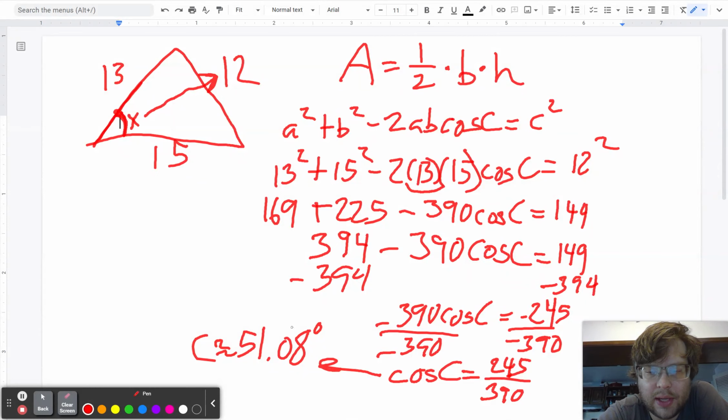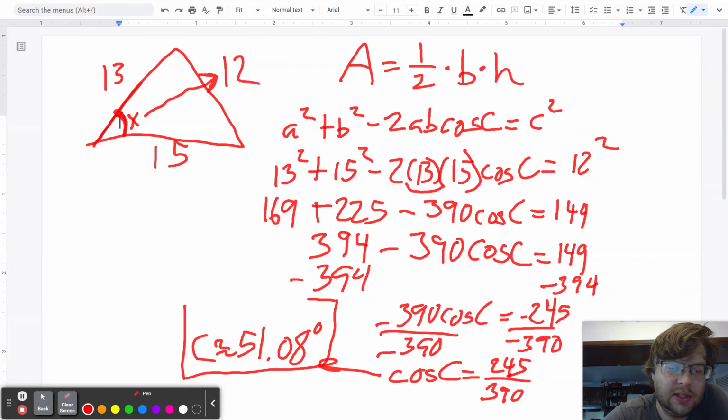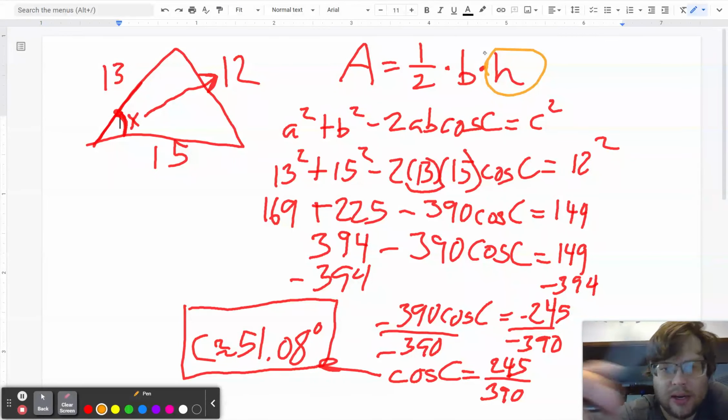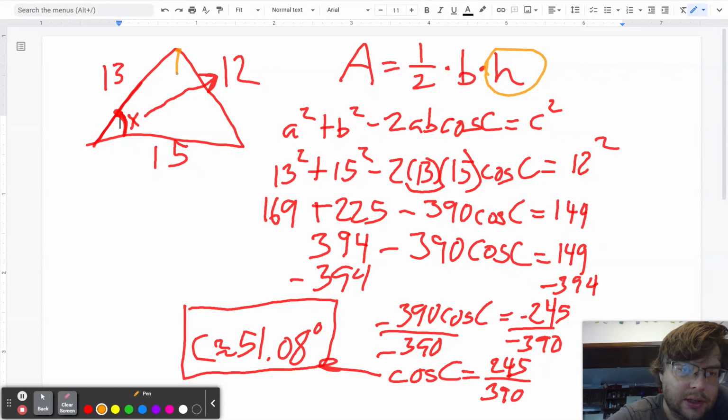So now that was just kind of a review of what we did last week with the law of cosines, but now that I'm using that, here's the new piece. I can actually find the area of the triangle. So if this is my angle X right here, I want to find the height. Remember, that was originally the thing I didn't know. I didn't know the H from my area formula. And if I just go drop this down right here, I can find the height using sine.